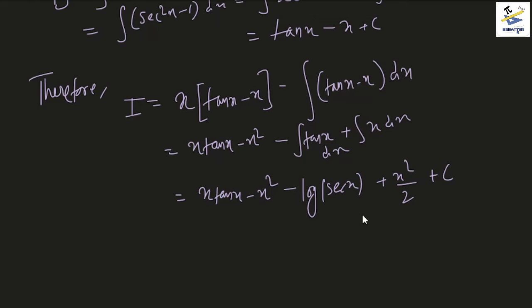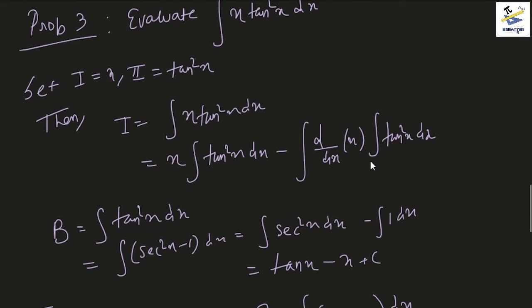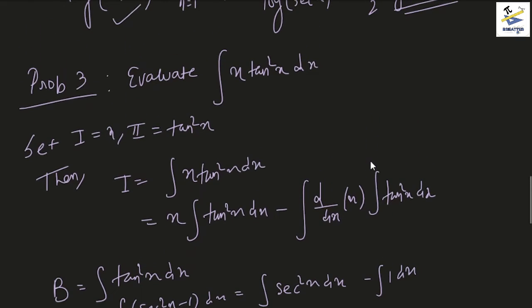So we can see that the integral of x into tan x was not really evaluated in terms of elementary functions, whereas the integral of x into tan square x could be evaluated. So a minor change in an integral could result in it not being solvable using elementary functions. That is how complex integrals tend to be.